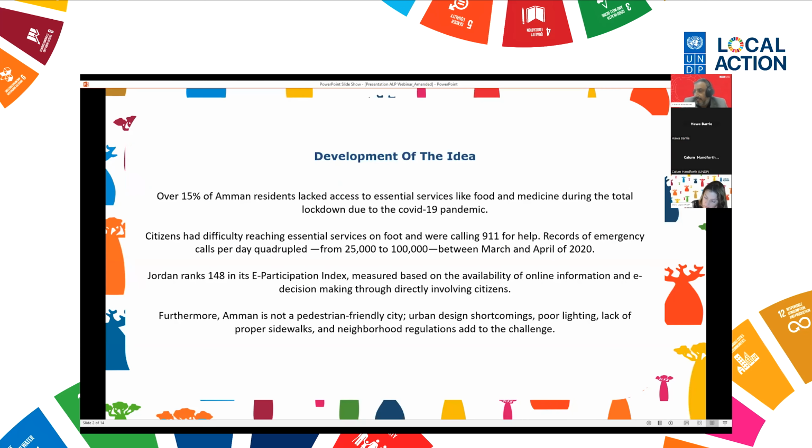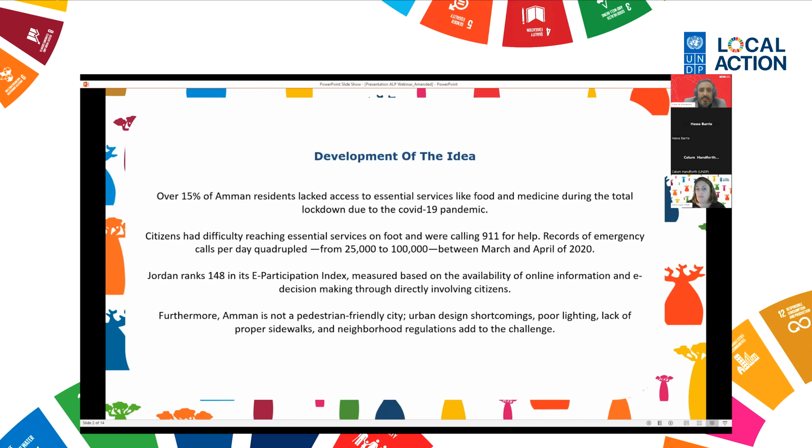During the COVID-19 lockdown in Amman, over 15% of residents faced difficulty accessing essential services on foot. Here in Jordan, and in Amman especially, there is a lack of special services for citizens going on foot during the lockdown. The infrastructure of Amman is built on seven mountains, so there are very difficult neighborhood regulation challenges.